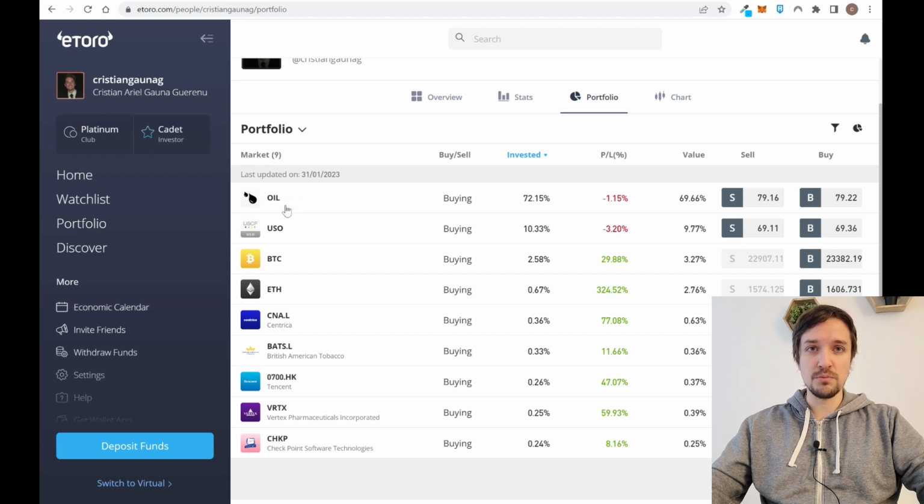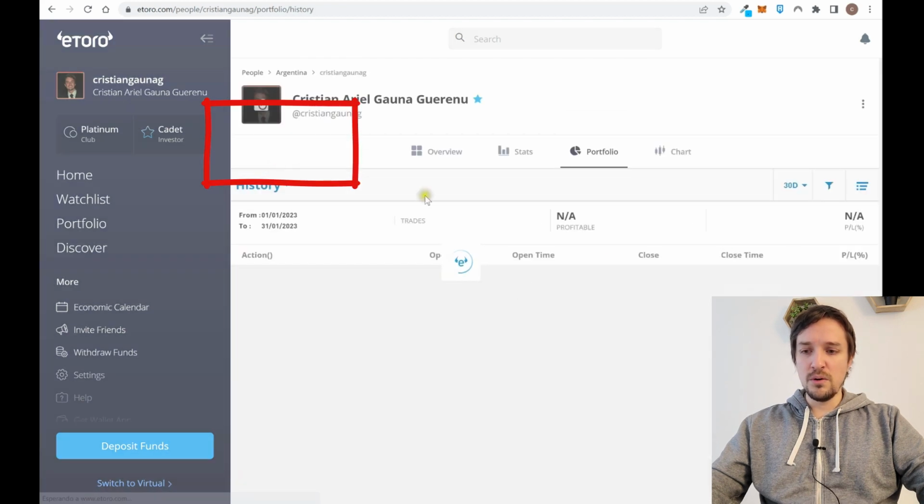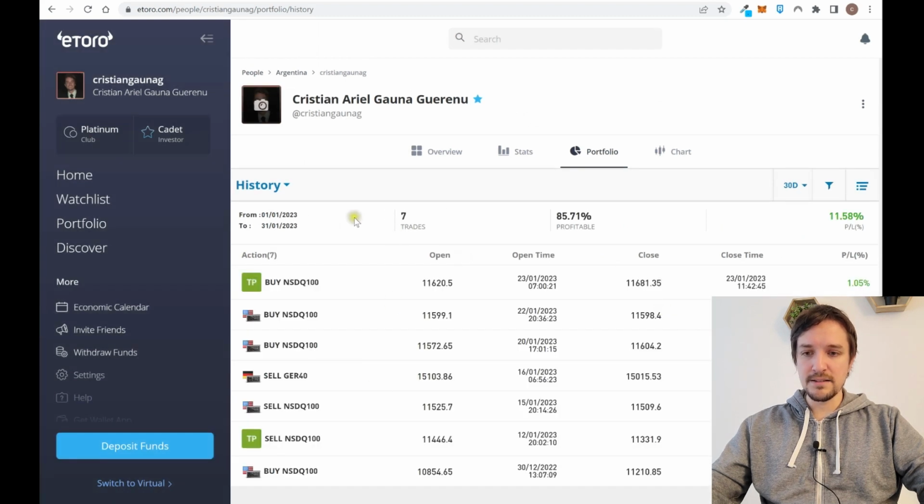You can open a short position. If that asset goes down, you can earn money. Also in here you can understand the whole history. Every trade is going to be shown in here. For example, in the last 30 days, I made only 7 trades. 85% were profitable and I earned 11%. So it was a really good month.